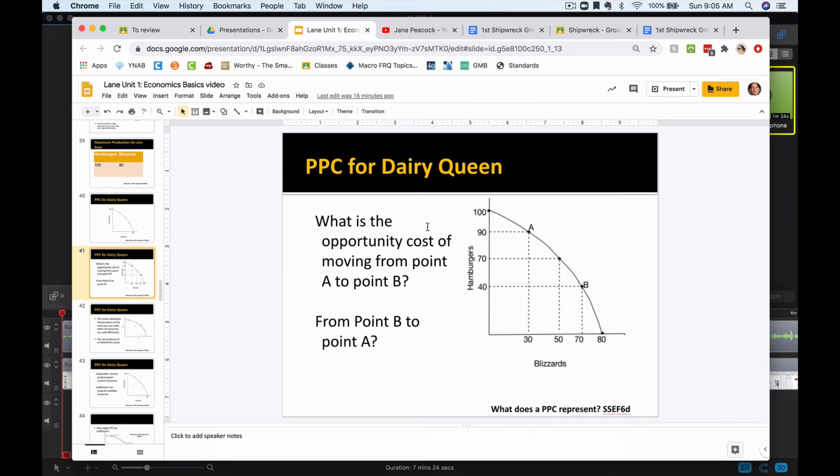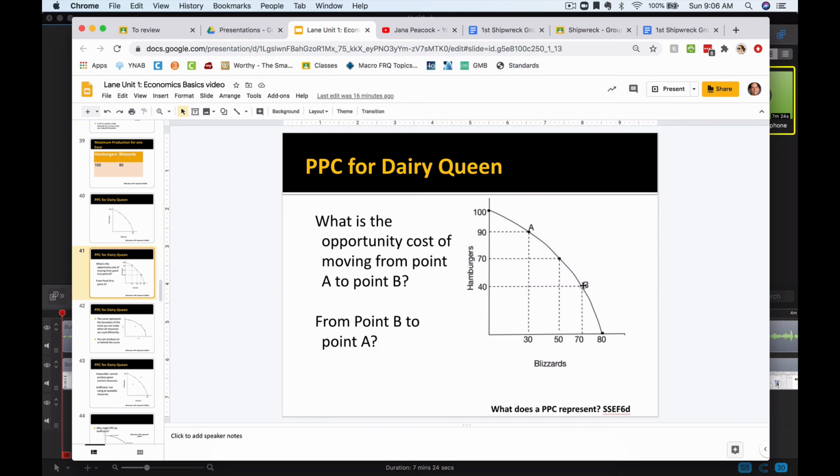So a quick question to answer here is, what is the opportunity cost of moving from point A to point B? First thing you want to notice is opportunity cost is what you give up. When I moved from point A to point B, I've moved some workers that were making hamburgers to making blizzards. So I've gained some blizzards and I've given up some hamburgers. To figure out my opportunity cost, I'm just going to take the 90 hamburgers I was making and subtract the 40 hamburgers I'm still making to find the distance between these 2 points, and that would be 50 hamburgers.